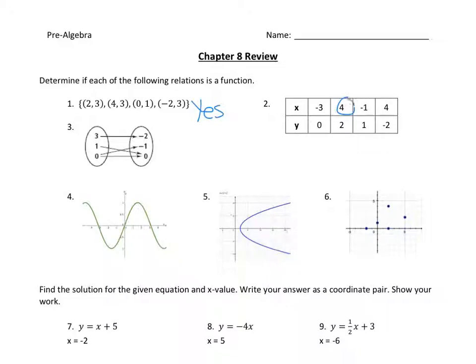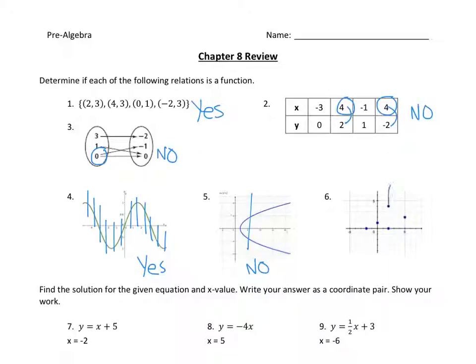This one is, 4 can't go with 2 and 4 can't go with -2. So it's no. This one is no. This one is yes. It passes the vertical line test. This one is no. It doesn't pass the vertical line test. And this one is no. It doesn't pass the vertical line test.